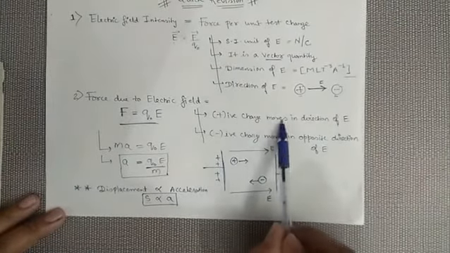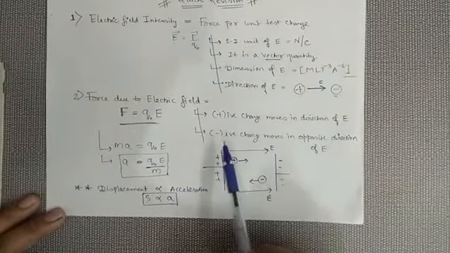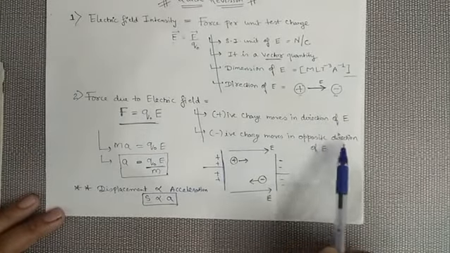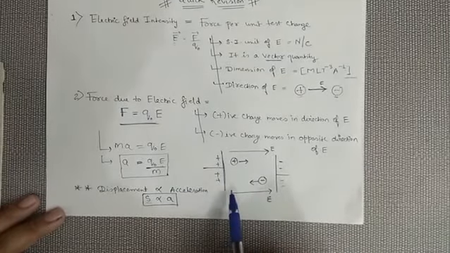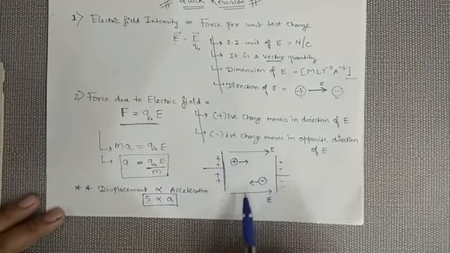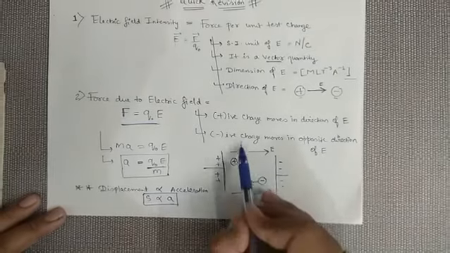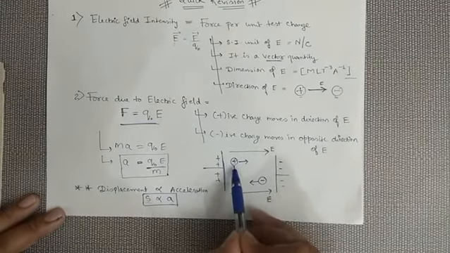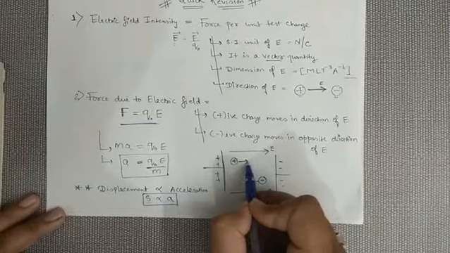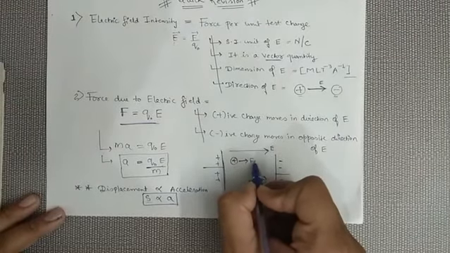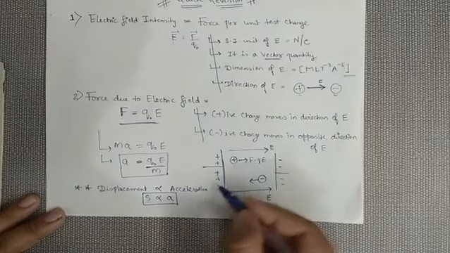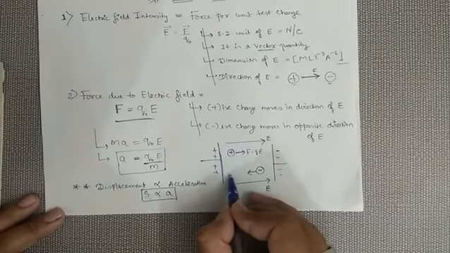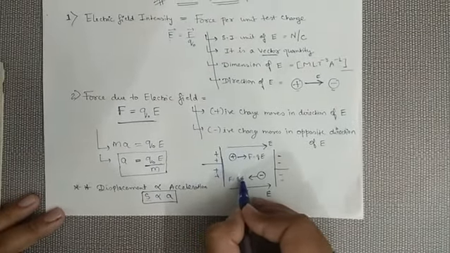A positive charge always moves in the direction of the field, and a negative charge always moves in the opposite direction of the field. Suppose these are the two plates. The electric field is from positive to negative, and if I place a positive charge, then this positive charge will move in the direction of the field with the force F equals QE, and this negative charge moves opposite to the direction of the field with the force F equals Q times E.